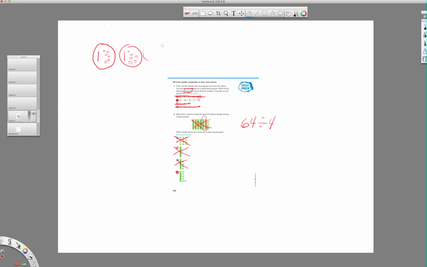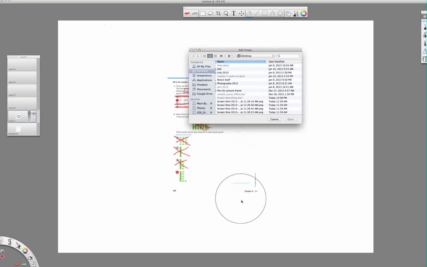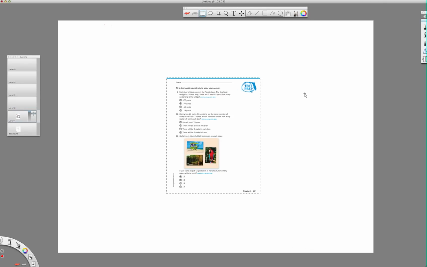Okie dokie. Erase this, and we'll get our next page, which is right here. And we're moving on. Okay.